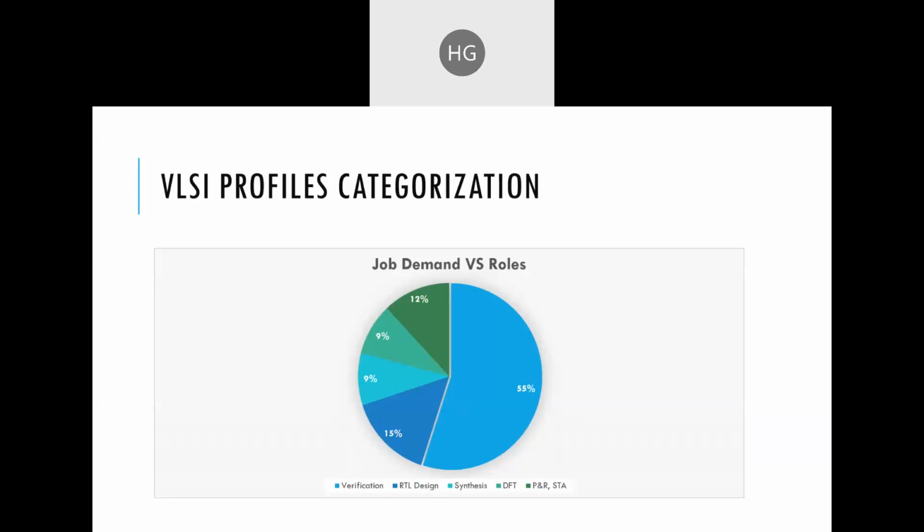So if you try to count, out of 100 jobs you will find there are 55 verification engineers, and there are 15 RTL design, then 9 for synthesis, then again 9 for DFT, and then 12% is PNR and STA. So that's the majority. You can see how verification plays a big role in chip formation. This categorization of job demands is basically in India.